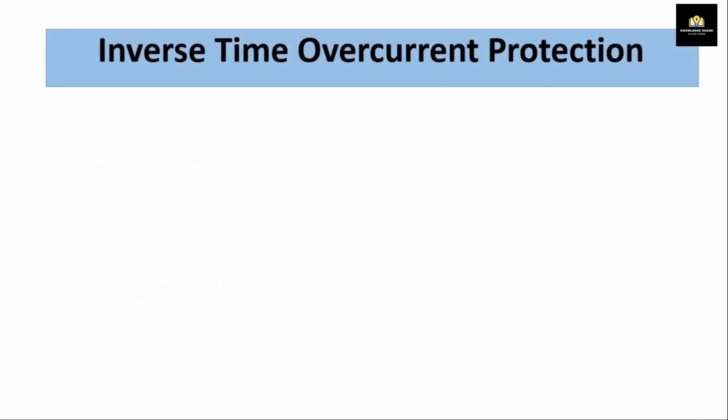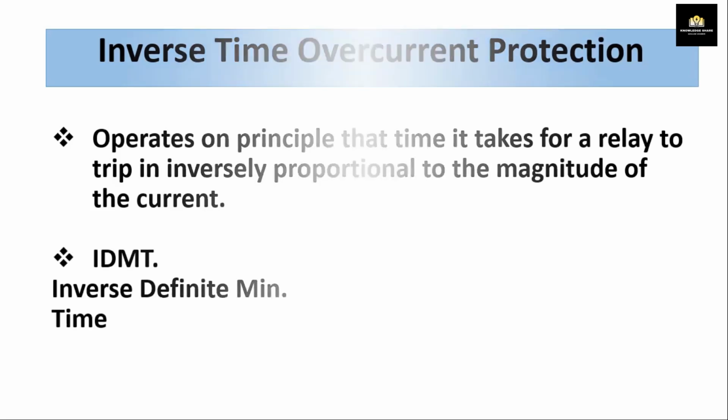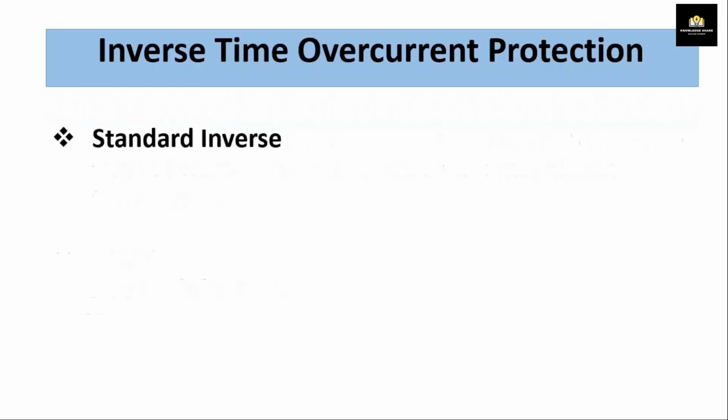The next one is an important one, that is inverse time overcurrent protection. This one is the most common protection scheme. It uses relays that operate based on the principle that the time it takes for a relay to trip is inversely proportional to the magnitude of the current. This means a higher overcurrent level will cause the relay to trip faster. Inverse time overcurrent relays are also referred to as inverse definite minimum time, or IDMT. They are available as standard inverse, very inverse and extremely inverse characteristics.